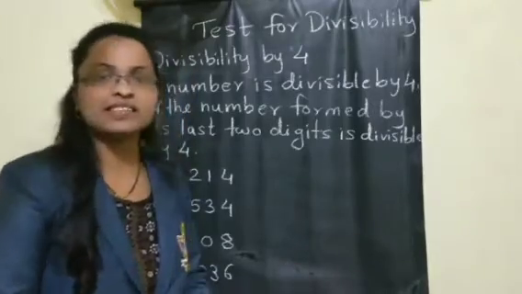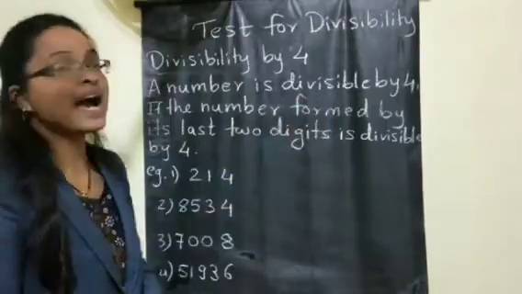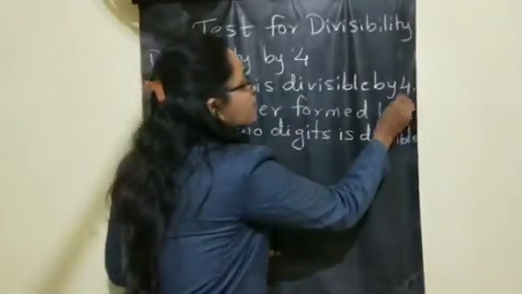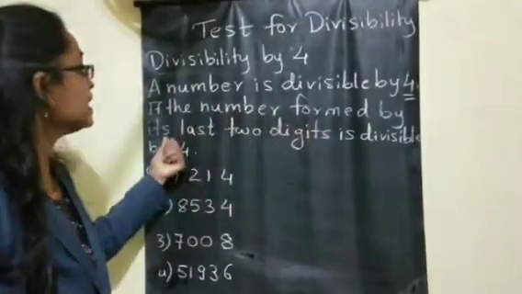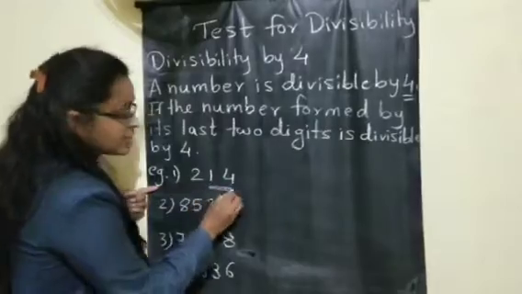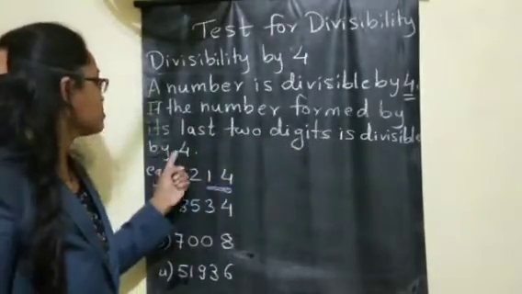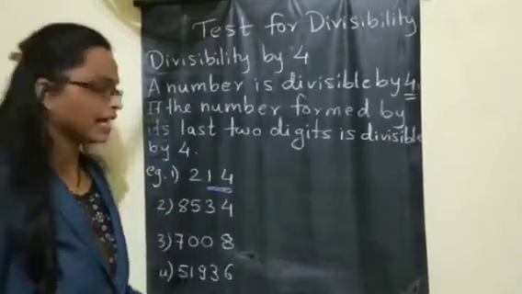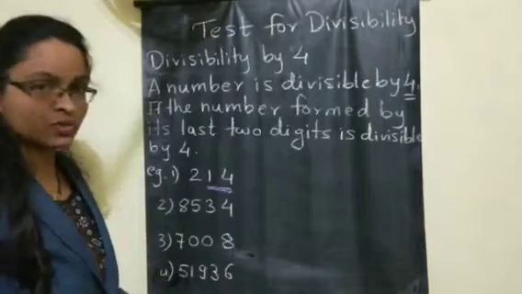So let us do and check now. See the definition. A number is divisible by 4 if the number formed by its last 2 digit number, its last 2 digit number children, is divisible by 4. Then that full number is divisible by 4. So let us do and see.